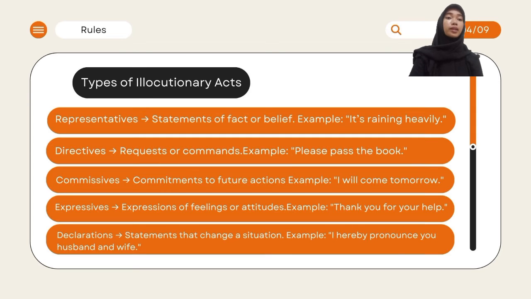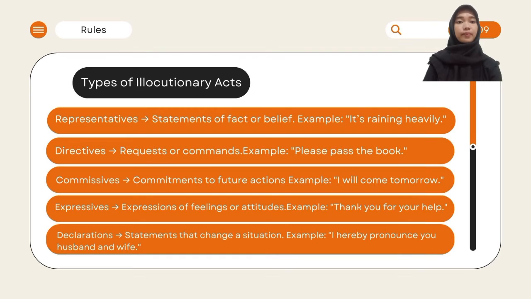These are statements that express facts, beliefs, and descriptions of reality. When someone says it's raining heavily, they are committing to the truth of the statement. And representatives aim to convey information that the speaker believes to be true.